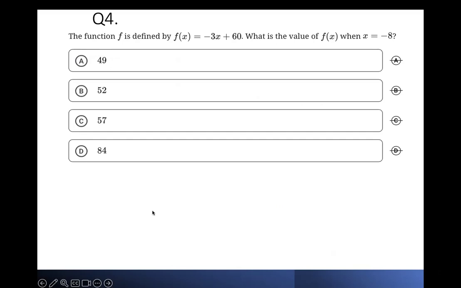A function f is defined by that. What is the value of f of x when x is equal to -8? They use these things to test whether you have the concept associated with linear functions and equations. f of x is y. That's all. So if I know x is equal to -8, I just plug in. That's all. So you have -3 times -8, plus 60. What is it going to give you? This is 24 plus 60. It gives you 84. That's all.